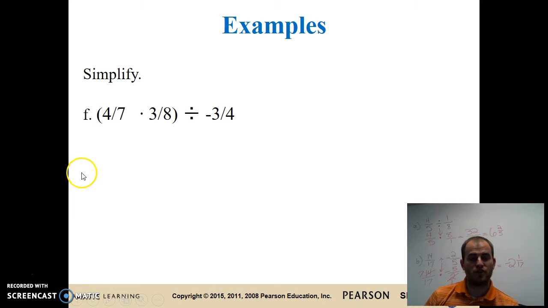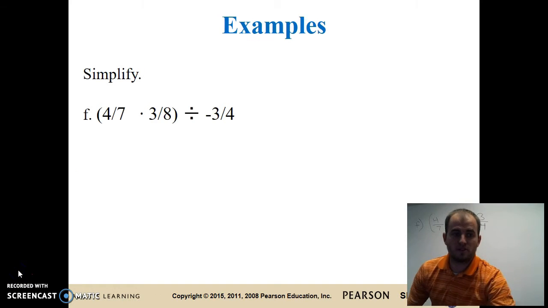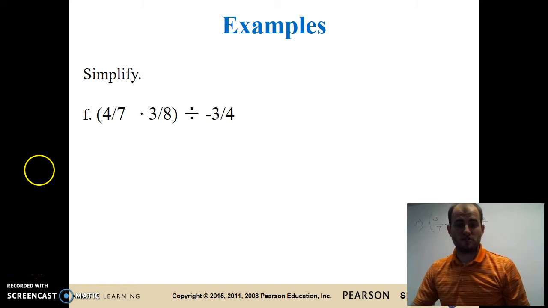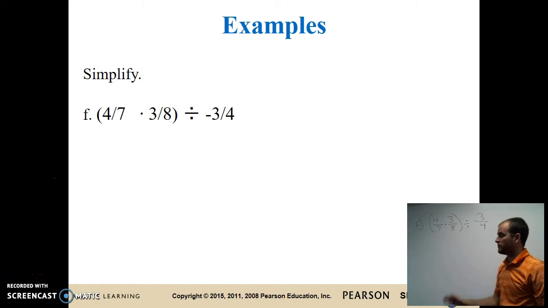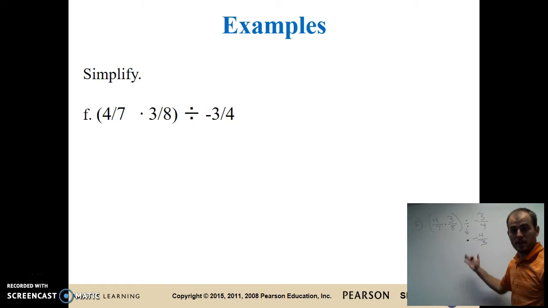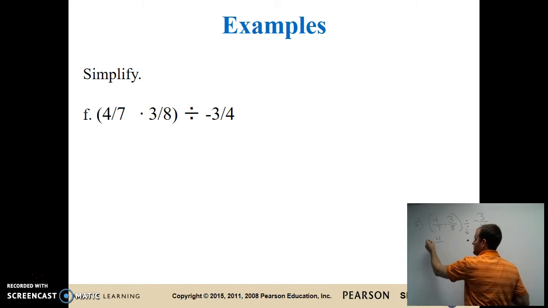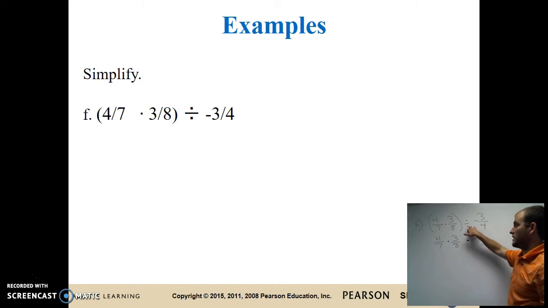Alright, what do you do when there's 3 or more fractions? So letter F has 3 fractions. It says 4/7 times 3/8 divided by negative 3/4. So right away I see a divide by a fraction. So before I start to do anything, I'm going to flip and multiply. Multiply by the reciprocal. Like we've learned, that's how you divide fractions. The rest of the problem will stay the same. Okay, so whichever one's divided by is the one you flip and multiply.